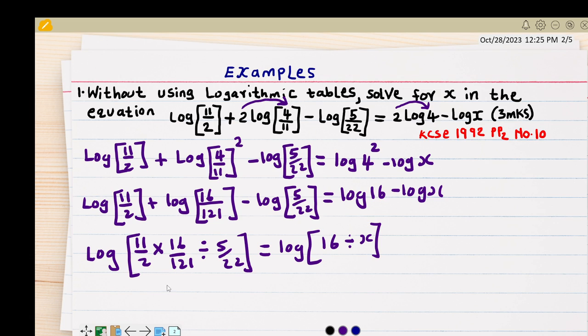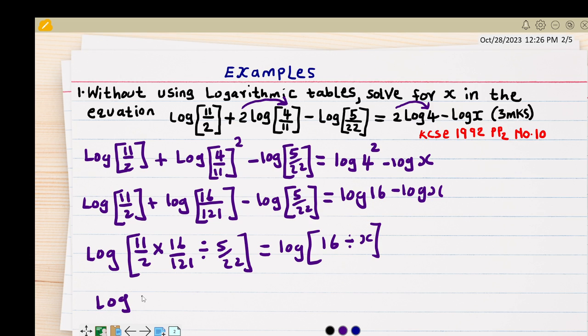So this is going to give us, if I simplify whatever is in the bracket, I'm going to remain with the logarithm. You can just feed this on your calculator. So 11 over 2, then multiplied by 16 over 121, then you divide with 5 over 22. So my calculator is giving me 3.2, or simply 16 over 5.